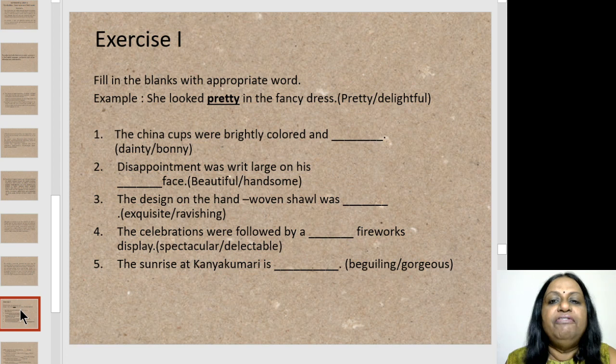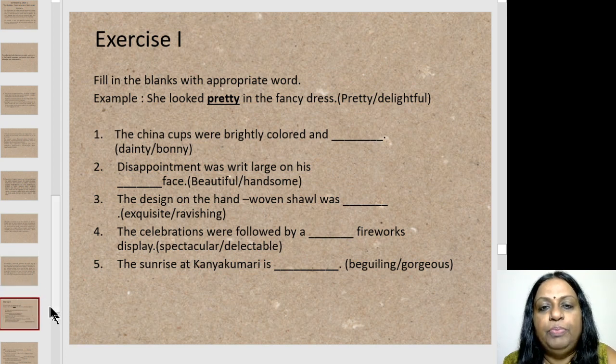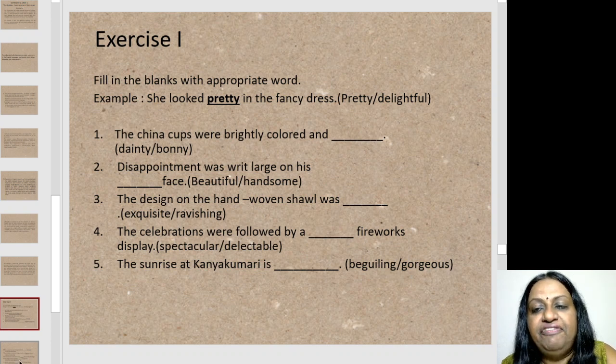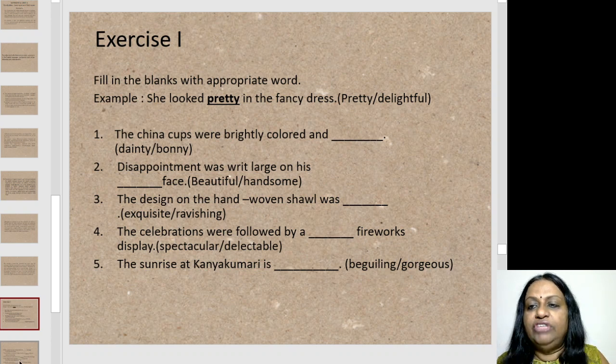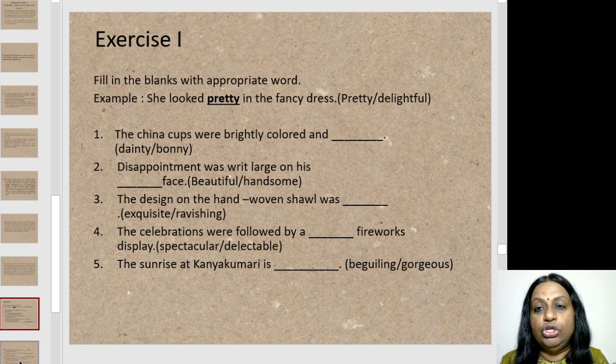Exercise 1. Fill in the blanks with the appropriate word. Example: She looked dash in the fancy dress. And you have the choices pretty and delightful, which are both synonyms. So you need to pick the appropriate word. The right word is pretty. She looked pretty in the fancy dress.